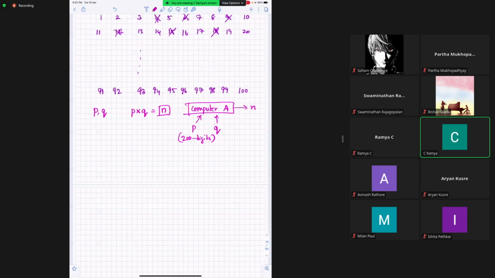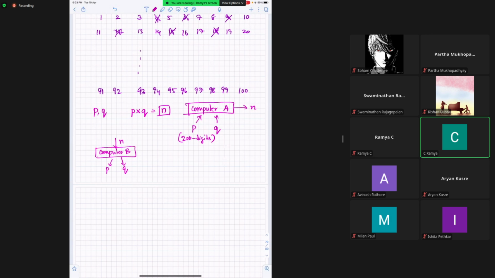Now I have another computer B, to which I'm going to feed in this number n. The task for B is to figure out what the original 2 prime numbers are. So it has to output P and Q, which are the original 200 digit prime numbers, or even 100 digit prime numbers. So n is a composite number, fed into B. Essentially, what you're asking is the prime factorization: what are the original 2 prime numbers that computer A multiplied to get n?